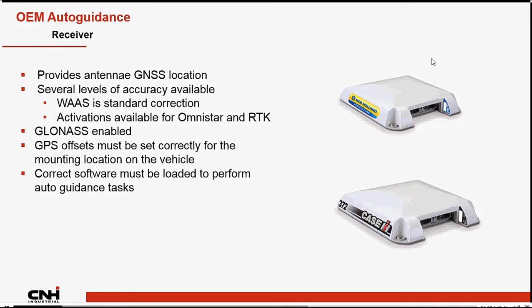Next we move to the receiver. The receiver is the antenna of the system. And then the antenna also has different packages in it. You can get WAAS, which is the standard, or you can also upgrade to Omnistar or RTK, which RTK is the best.